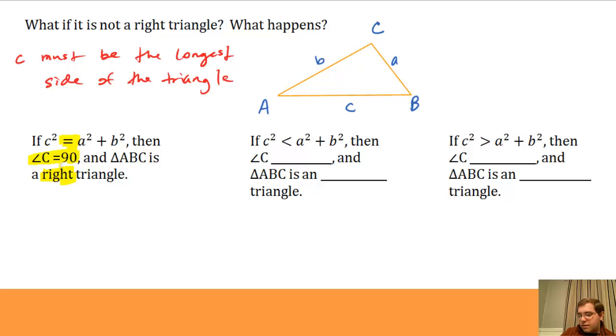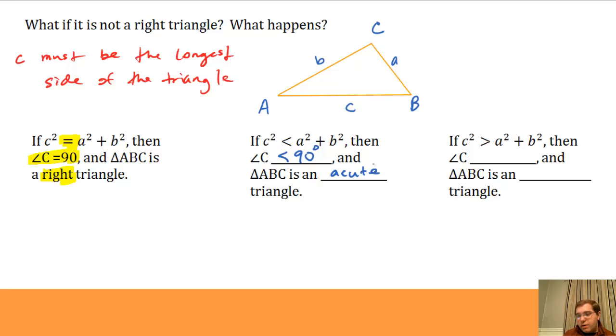What if, instead of an equal sign, I have an inequality, where I know c squared is less than what I get when I take a squared plus b squared? Well, then angle C is not 90 degrees, because it was not equal. In fact, if c squared is less than a squared plus b squared, then angle C is less than 90 degrees. And ABC must be then an acute triangle, because all three angles will end up being acute.